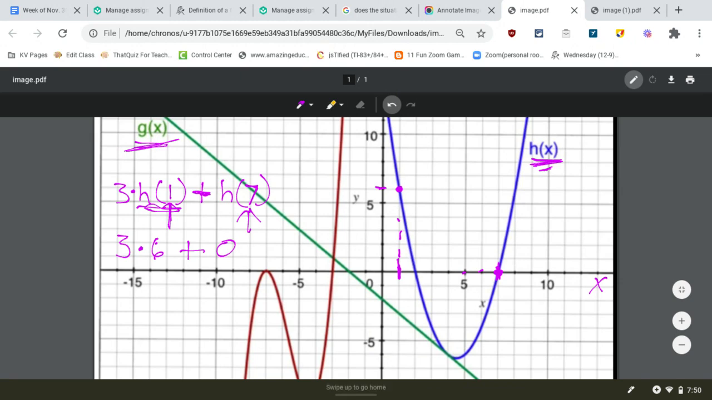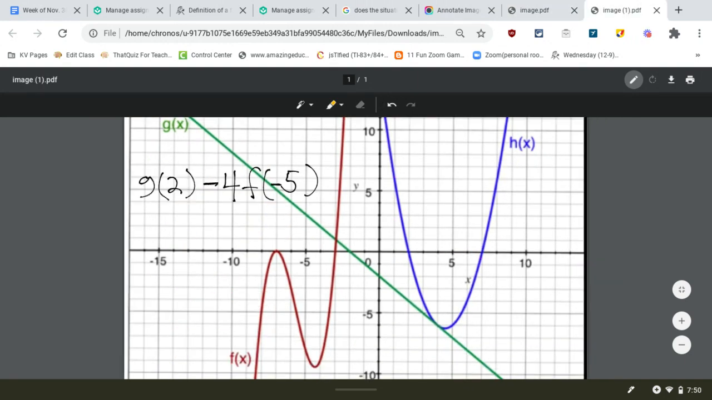So now we're going to have 3 times 6, which is 18, and 18 plus 0. Okay, so 18 is our answer for that one. Let's look at another one here. This one, they're asking us to find g of 2. So plug in 2 for x, and then subtract 4 times f of negative 5.